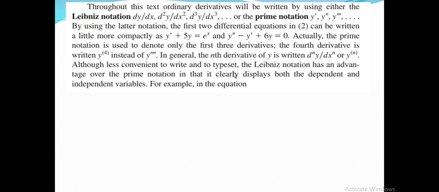Actually, the prime notation is used to denote only the first three derivatives. The fourth derivative is written as y^(4), after that y^(5) and so on. So we write y^(4) instead of y''''. We write the number between two brackets. In general, the nth derivative of y is written as dⁿy/dxⁿ or y^(n).